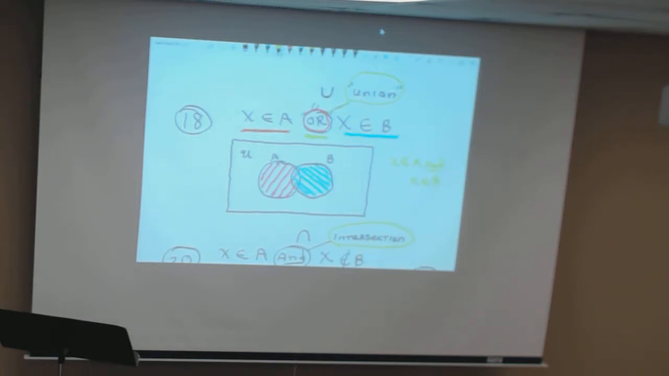But that's not what it said. It said or, so that means I shade in any place where I have red or blue lines. Everybody follow what I did? Good. Let's do number 20.